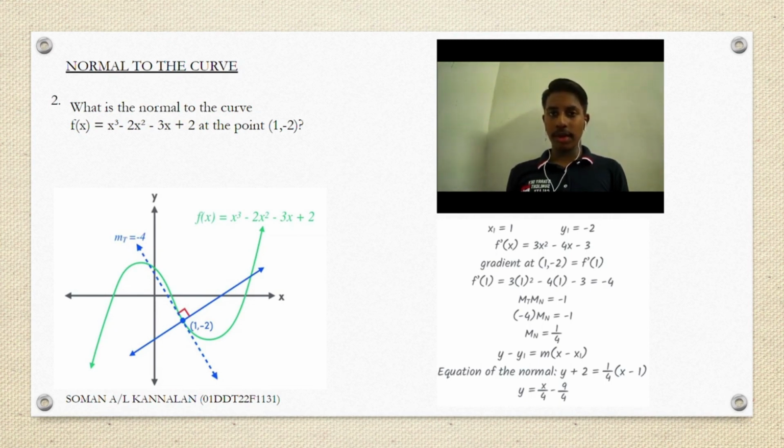If we simplify this equation further, then our final equation of the normal will be y equals x over 4 minus 9 over 4. And that is how we solve this question.